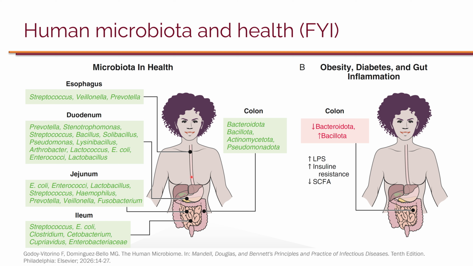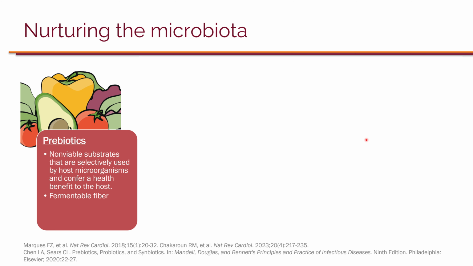And when we study certain conditions, for example, the most studied include obesity, diabetes, and gut inflammation. These are notoriously associated with gut dysbiosis, meaning that the healthy microbiome has been interrupted and other essentially phyla have become dominant. Which brings us to a few concepts about nurturing the microbiota.